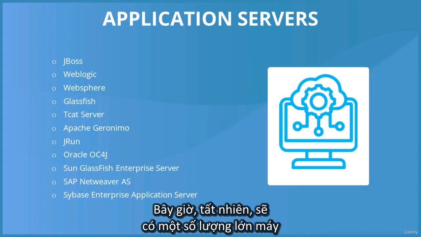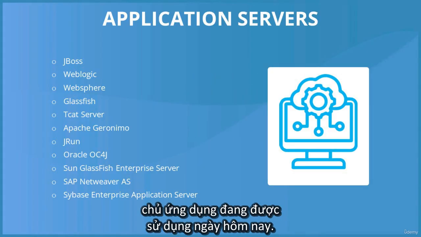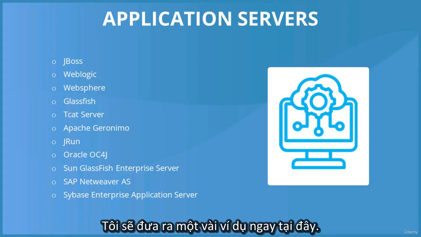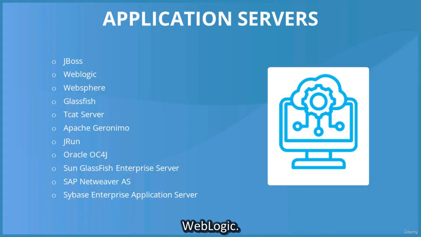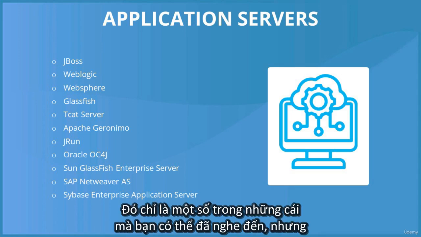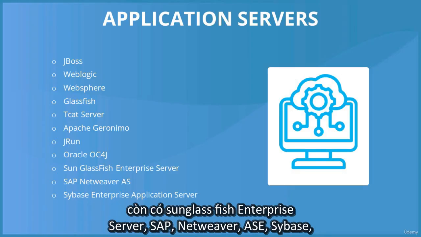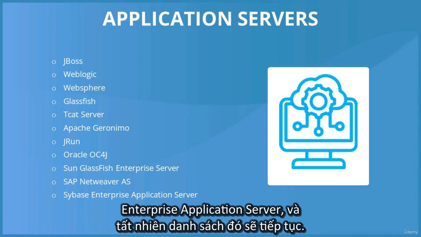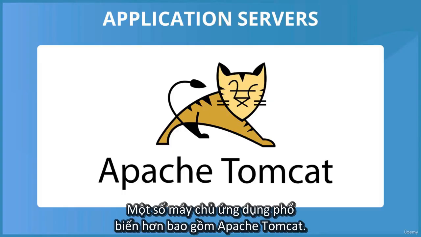Now, of course, there would be a huge number of application servers in use today. I'll give you just a few examples right here: JBoss, WebLogic, WebSphere, Glassfish, Tomcat Server, Apache Geronimo, JRun, Oracle OC4J. Those are just some of the ones that you may have heard of. But there's also Sun Glassfish Enterprise Server, SAP NetWeaver AS, Sybase Enterprise Application Server, and of course that list will go on. Some of the more popular application servers include Apache Tomcat.